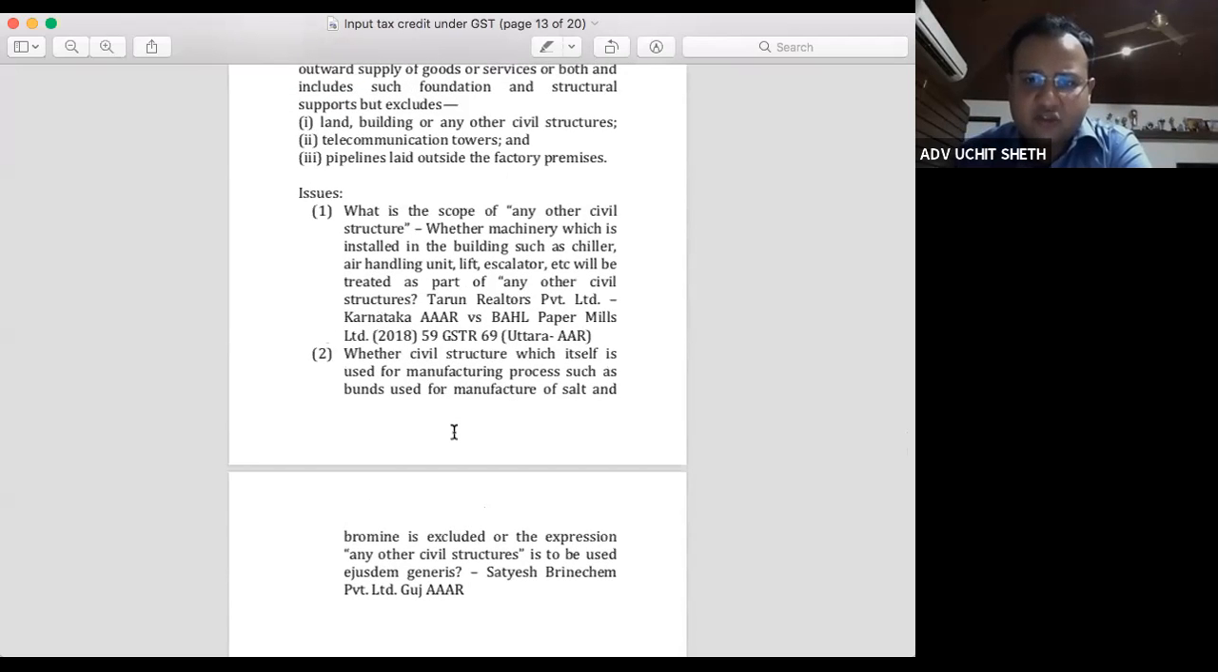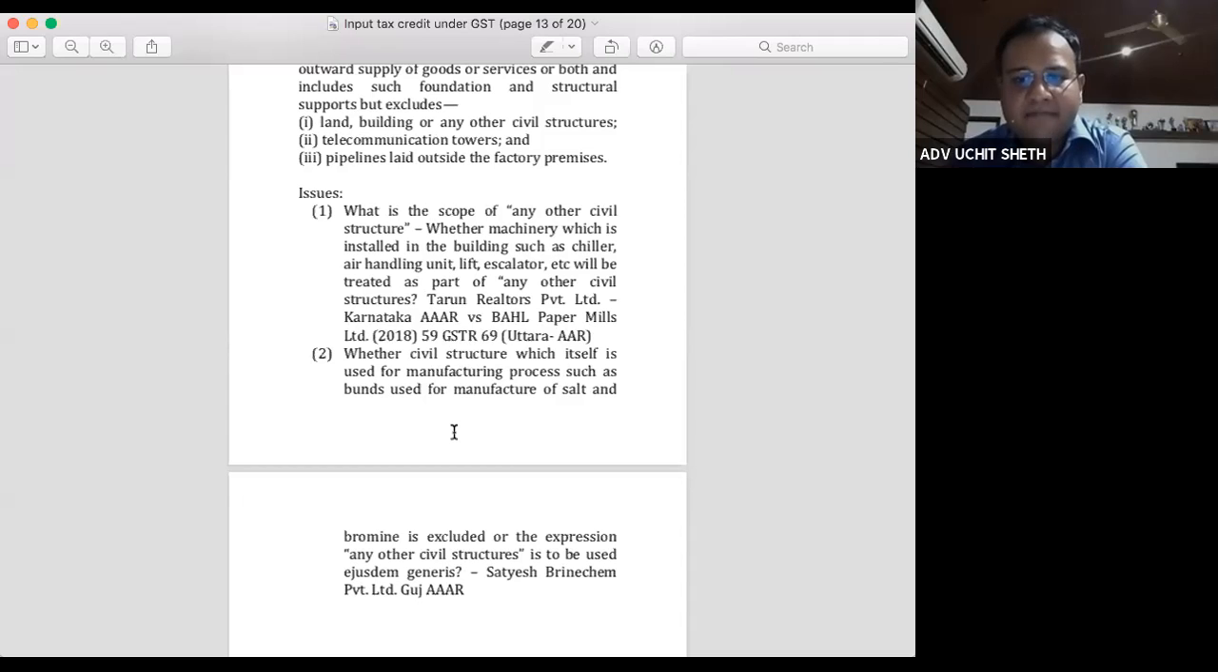First, again, what is the scope of any other civil structure? Whether machinery which is installed in the building, such as chiller, air handling unit, lift, escalator, etc., will be treated as part of any other civil structure. Now here, again, Karnataka AAAR Tarun Realtors Private Limited takes a view that if the machineries, the machines such as chillers, lifts, etc., form part of the building itself, then they will become part of the building and therefore they will fall within that exclusion of land, building, and any other civil structure.